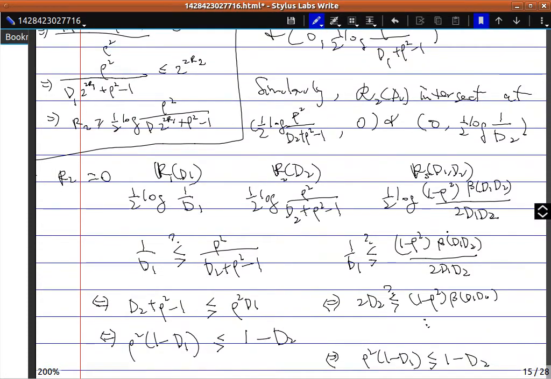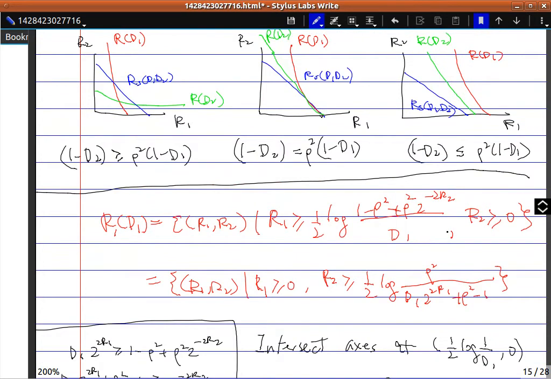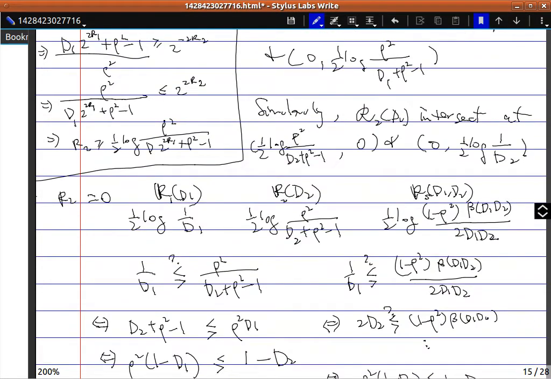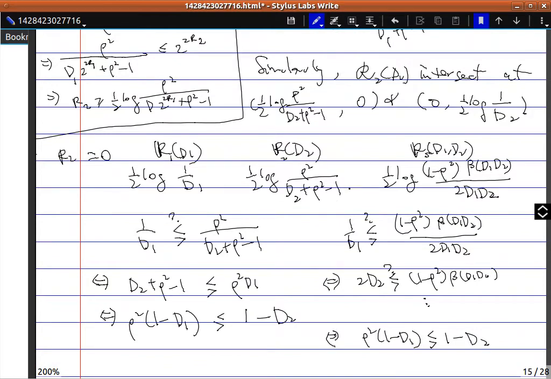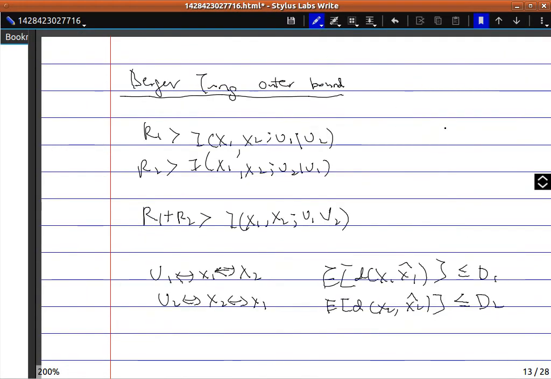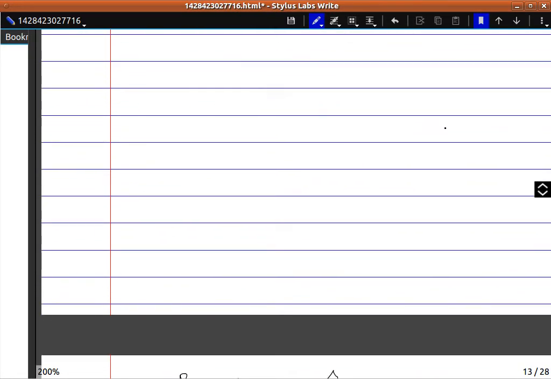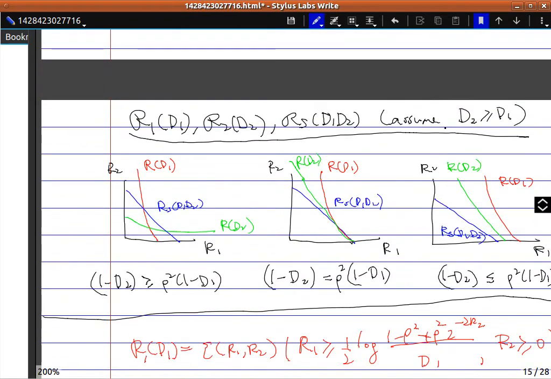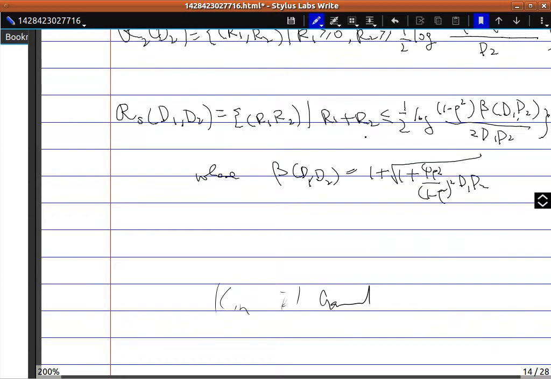And so if we just compare the intersection points at the x-axis, then for R1, I have 1/2 log 1 over D1, and for R2, I have this one here, rho square over D2 plus rho square minus 1. And RS D1 D2 is given by this guy here. Yeah, it's given by this one here. And by the way, the beta is kind of complicated. It's this guy here.